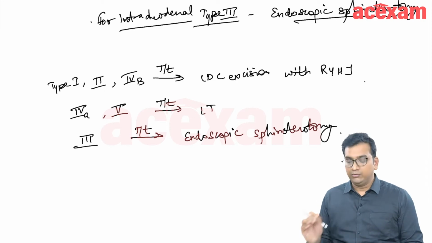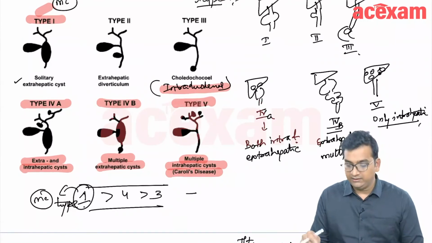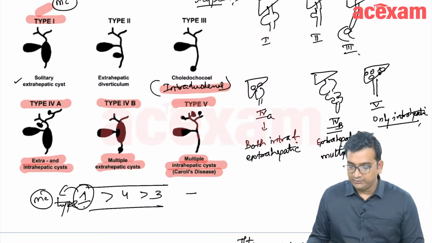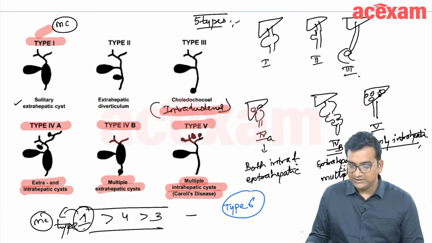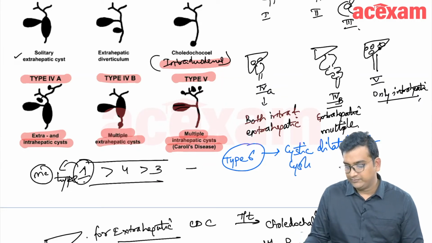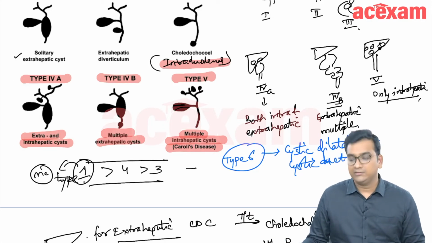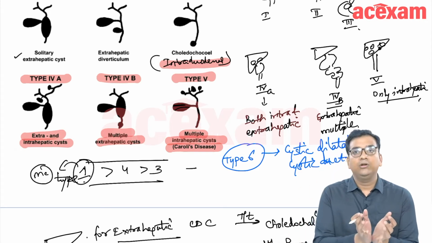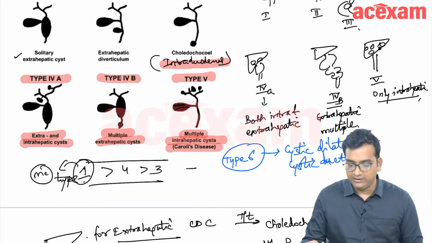Now, there is another new type of choledochal cyst which has been added recently, and that is type 6 choledochal cyst. This type 6 is actually cystic dilatation of the cystic duct. It is not in the classical Todani modification, but it is recently added as type 6, that is the cystic dilatation of the cystic duct only.